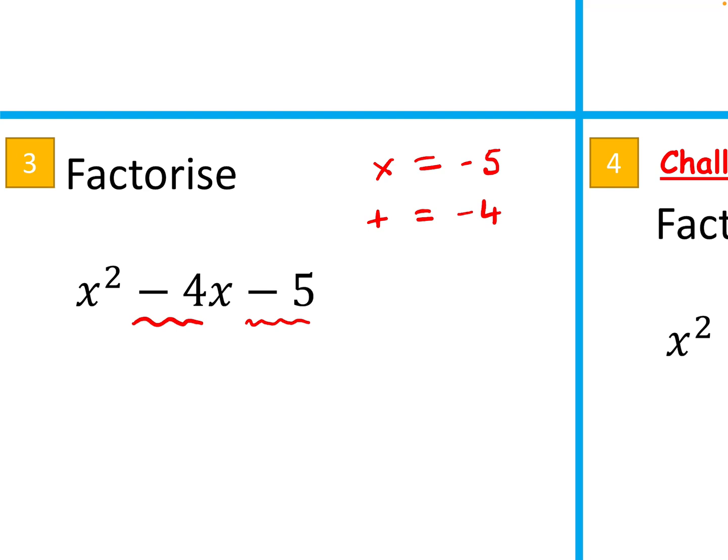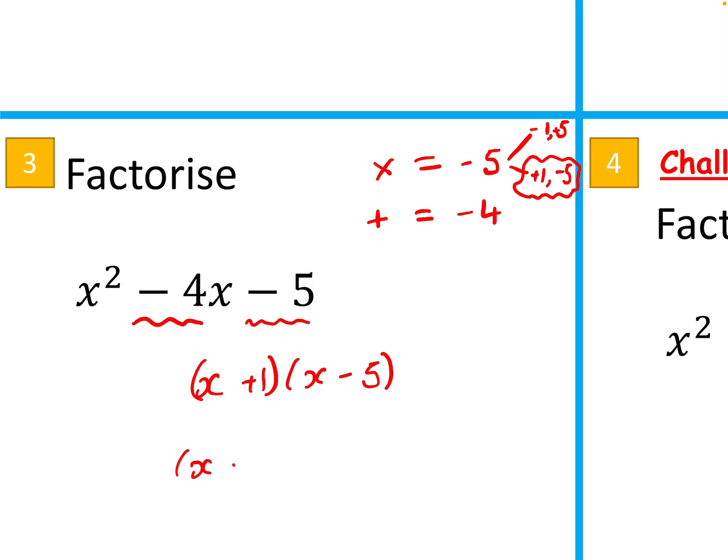How am I going to find two numbers that give me a negative result? Well, one's going to have to be positive and one's going to be negative. Factors of 5 are 1 and 5, so I could have -1 and +5, or I could swap these signs around and have +1 and -5. Adding these pairs up, with the first two I get +4, but with the second two I get -4, which are the two I need to use. Therefore, this is going to be factorised as x plus 1 and x minus 5.